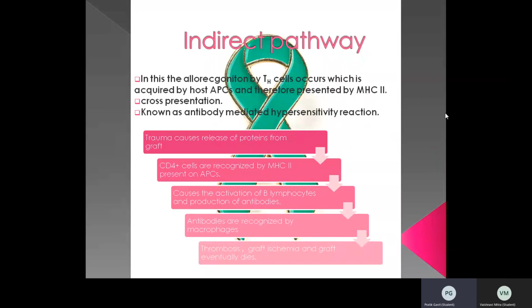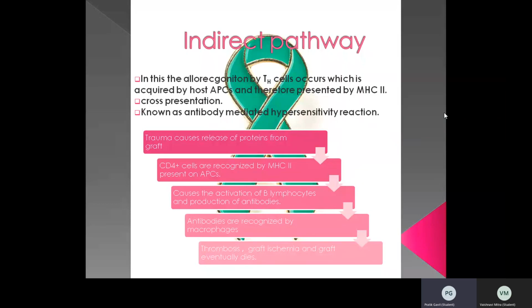Now, generally, this pathway is triggered by trauma from the transplant itself and can occur during the procedure with release of foreign proteins from the graft that can be taken up and processed by recipient APCs, resulting from the pro-inflammatory environment. The recipient antigen presenting cells, that is your APCs, which have MHC class 2 molecules on them, will recognize the CD4 plus cells and the TH cells will be activated. Since the TH cells are activated in this process, they will in turn activate B lymphocytes. And we all know that B lymphocytes are majorly involved in antibody production.